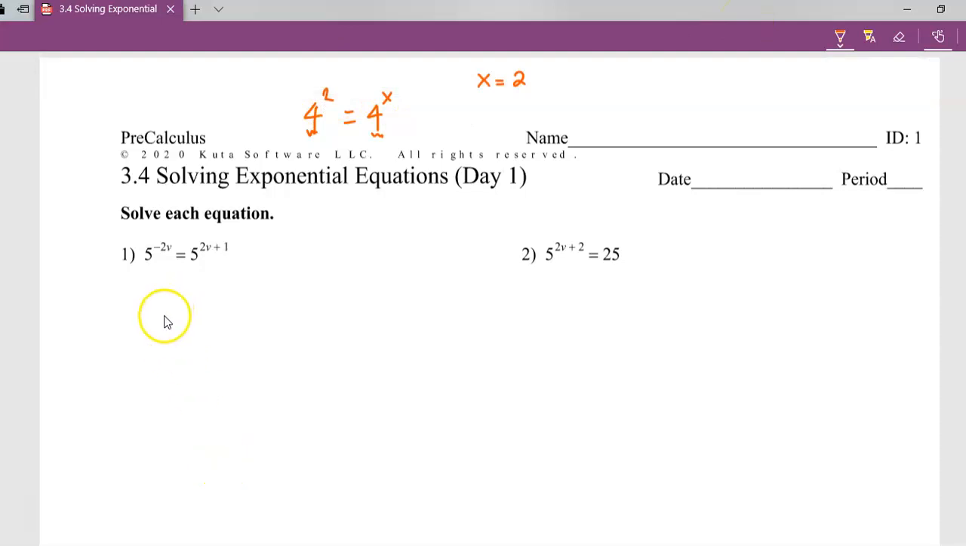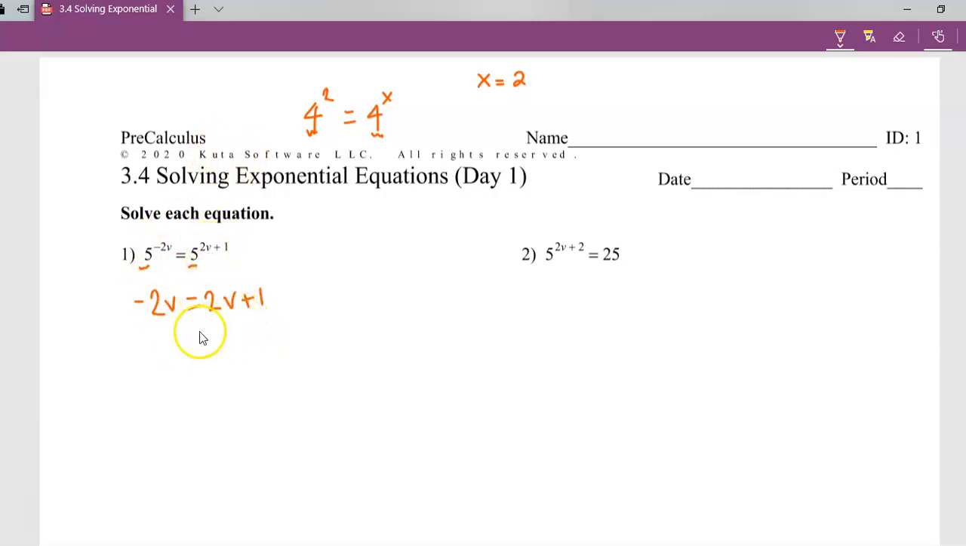So let's look at number one. So I have 5 to the negative 2v equals 5 to the 2v plus 1. Because that base is the same, everything's the same on both sides of the equation, except for the exponents. In order for these to be true, those exponents are going to have to equal each other. So if those bases match, I don't even need to write them in the equation as I'm solving. I can just go straight to the exponents and set them equal to each other.